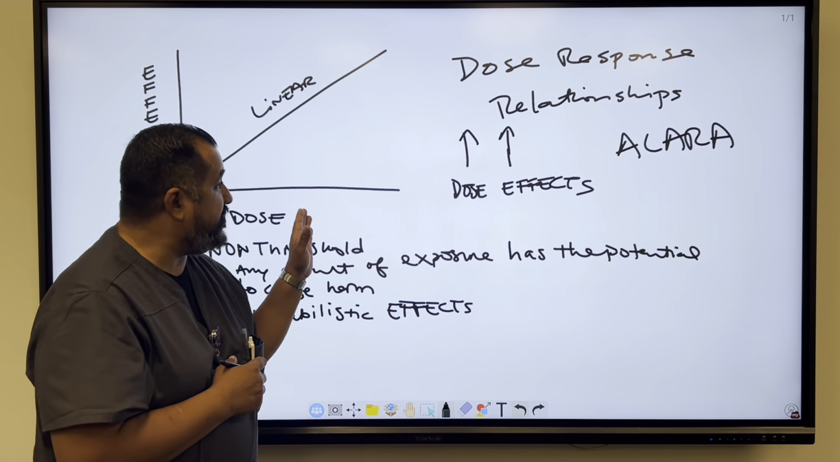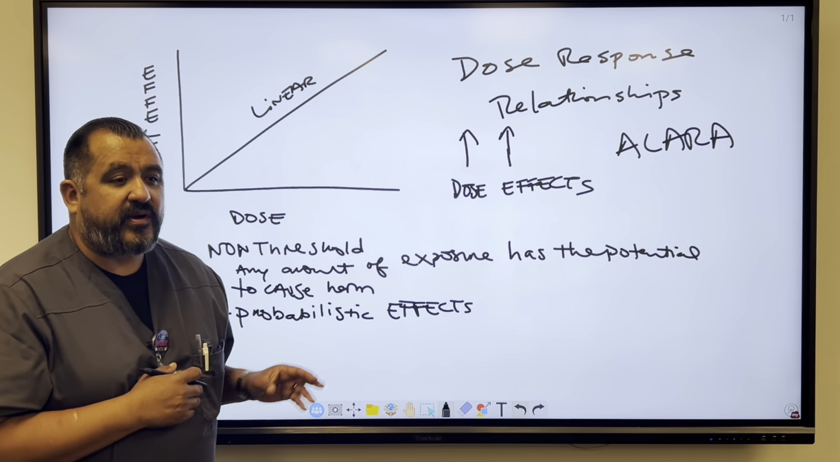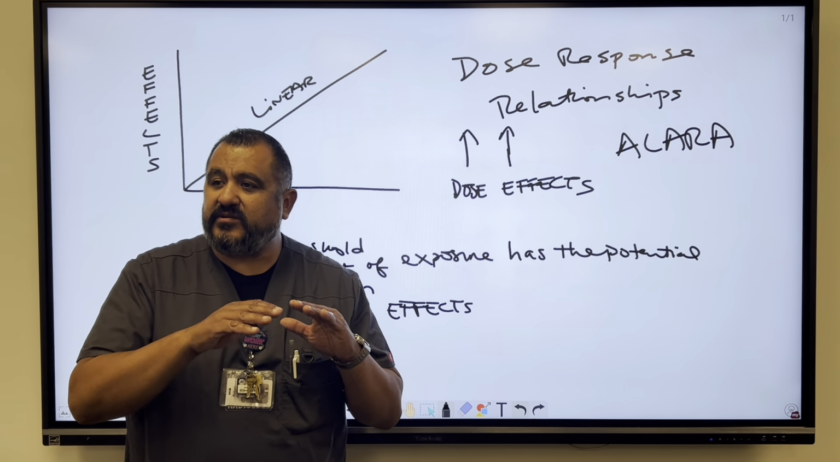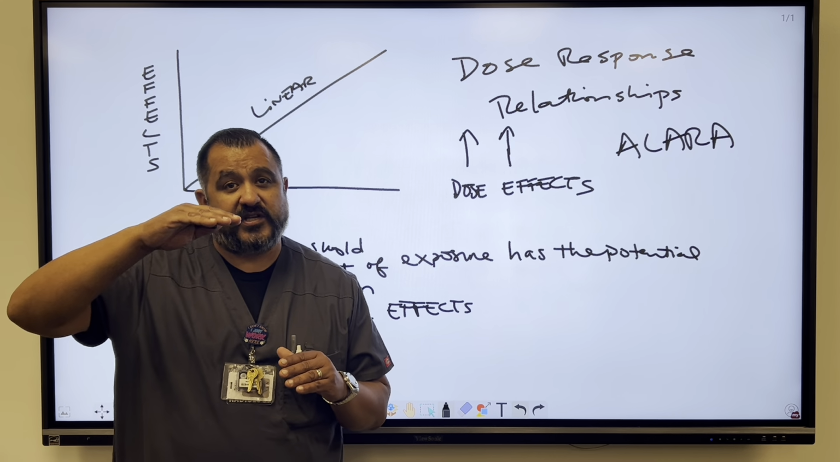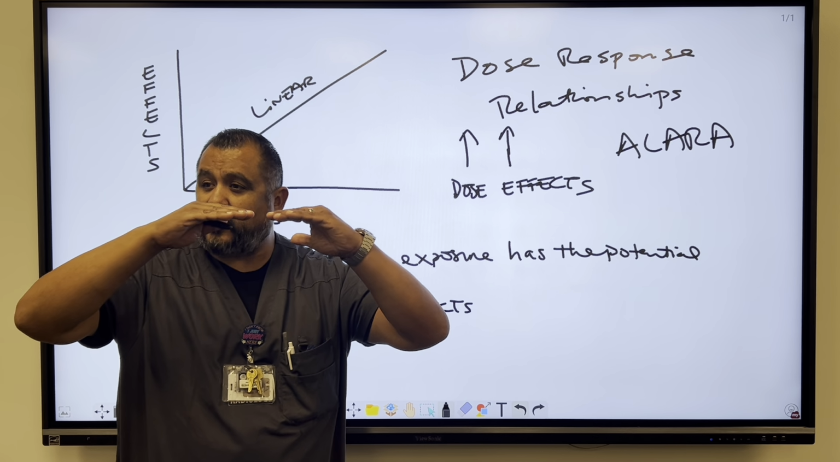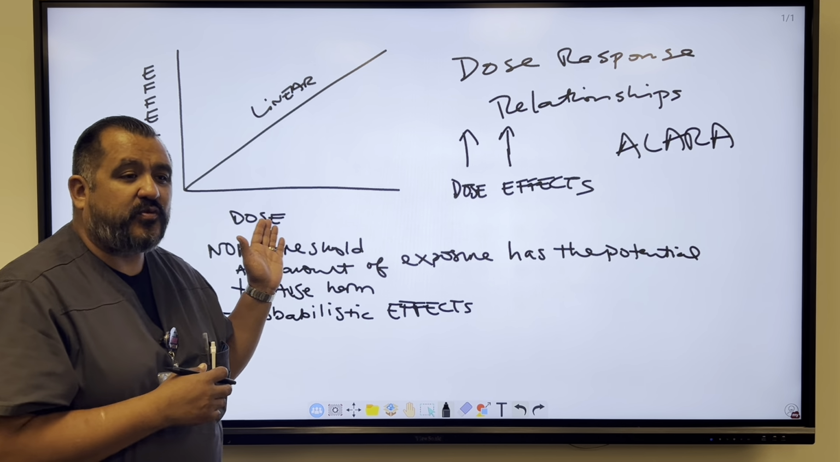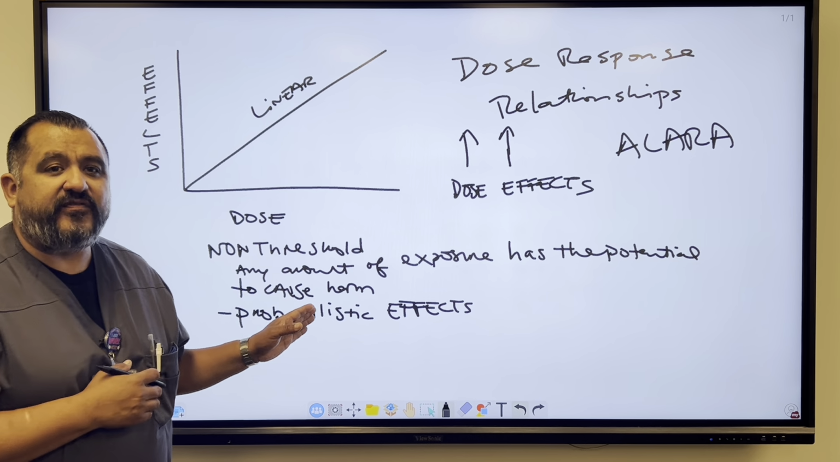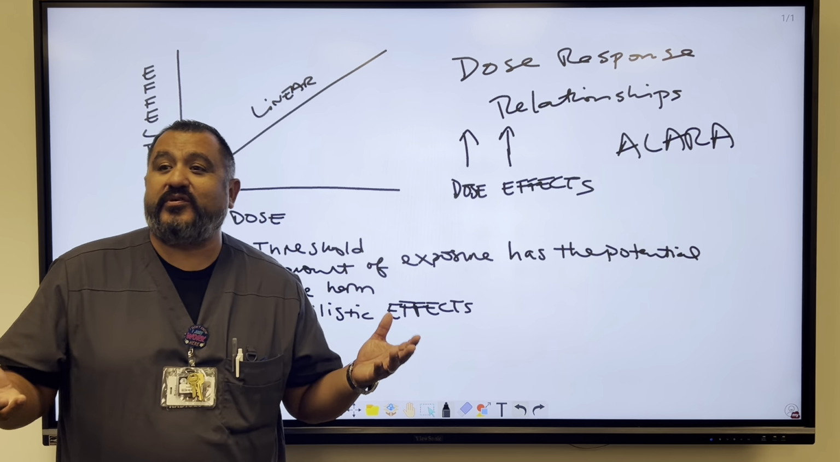So with this response model, you're trying to say, hey, you know what? If you get exposed to radiation, you should try to keep it down to a minimum, because every amount of exposure that you keep getting, you're increasing the likelihood of the biological effects increasing. But when it comes to non-threshold, we said it's probabilistic, correct? Well, that means that these effects are random. You don't know when they're going to happen.